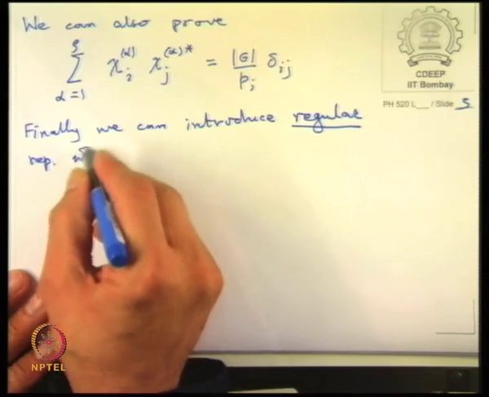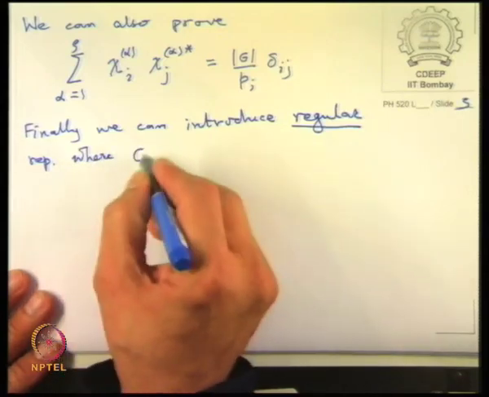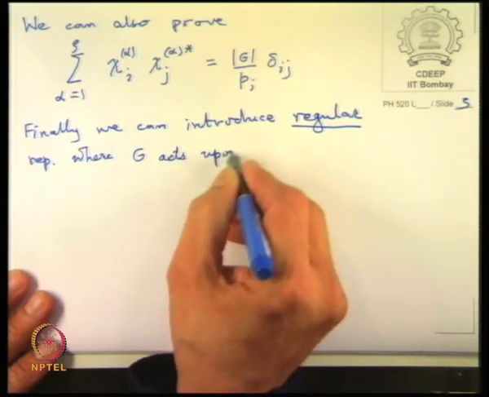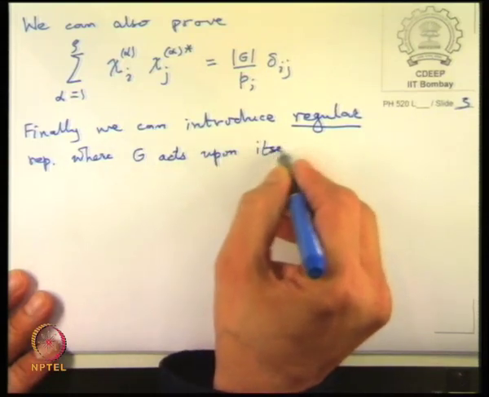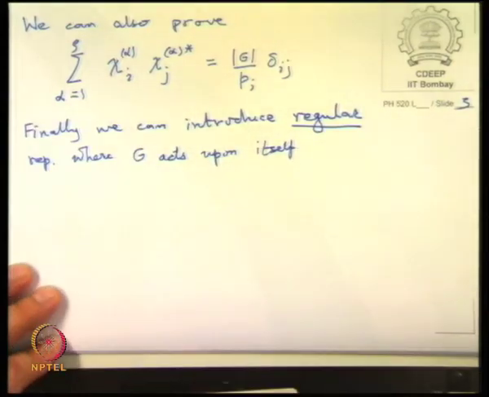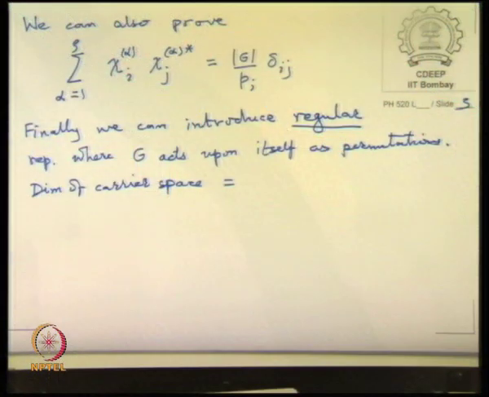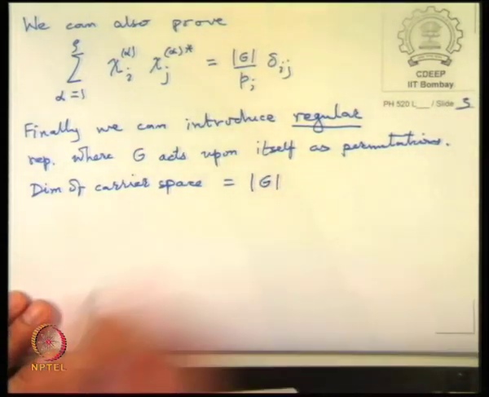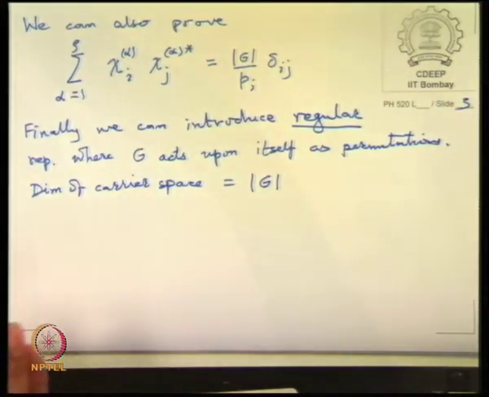Where G acts upon itself as permutations. So what is the dimension of the carrier space? What is the carrier space? Somebody said, right? G itself. G is acting on itself. So the carrier space on which G is realized is G itself. So it is obviously a G-dimensional representation.